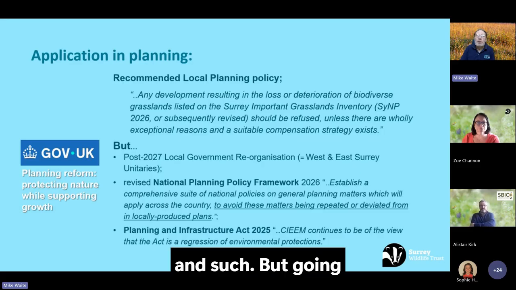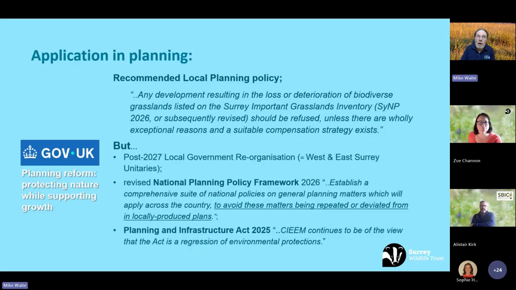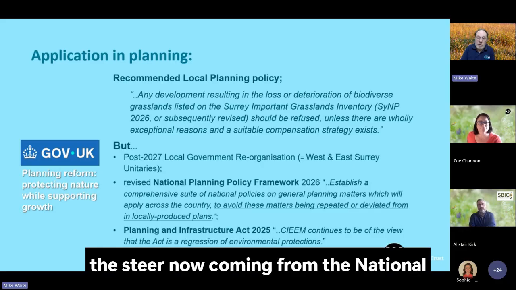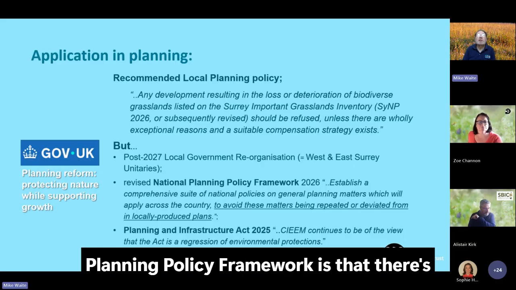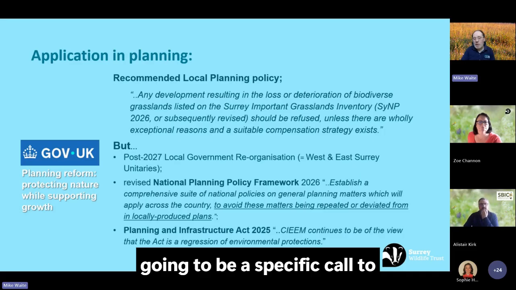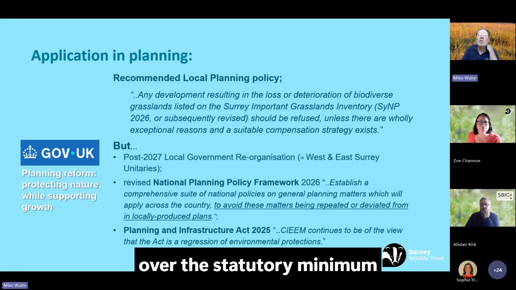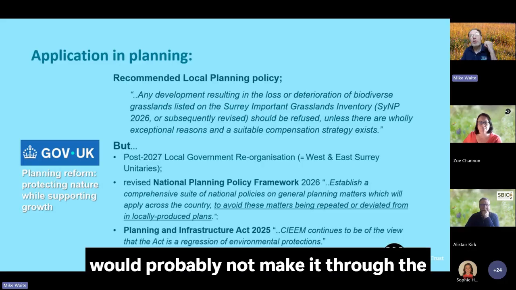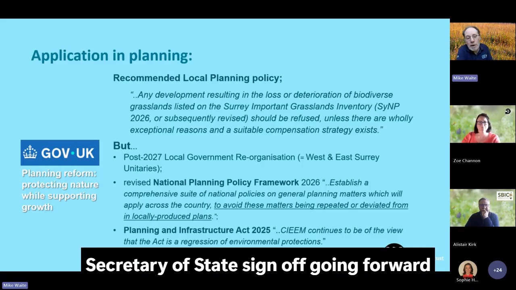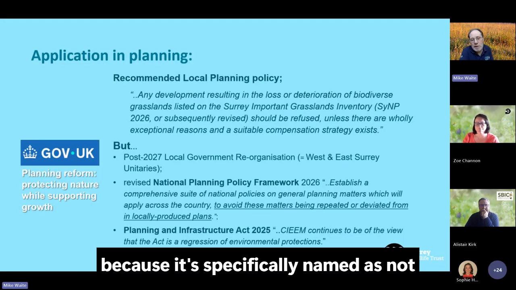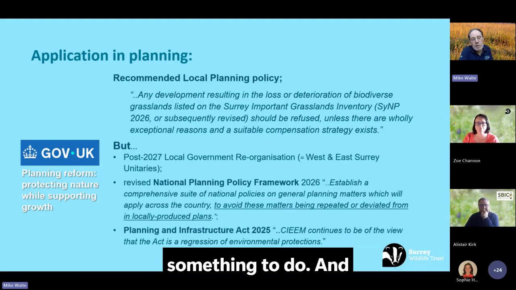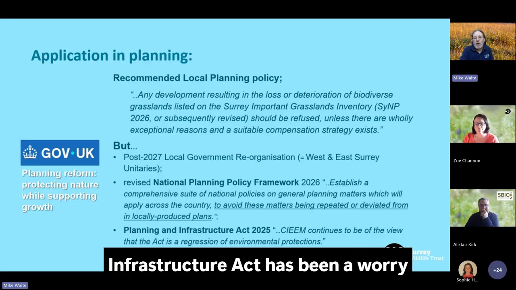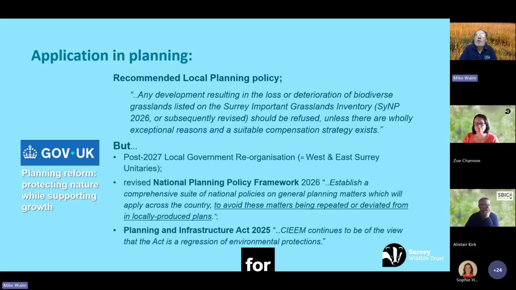But going forwards, the steer now coming from the National Planning Policy Framework is that there's going to be a specific call to actually say such elevations over the statutory minimum would probably not make it through the Secretary of State sign off going forward, because it's specifically named as not something to do.